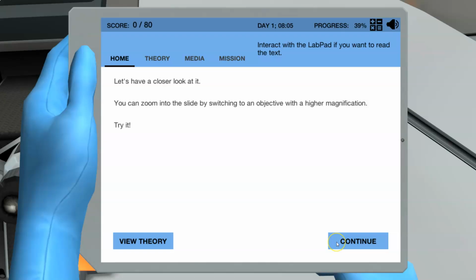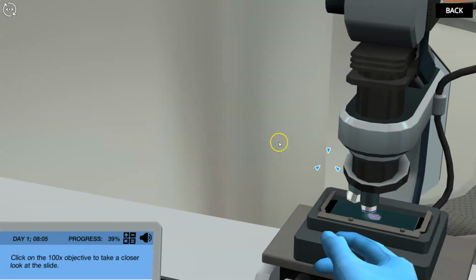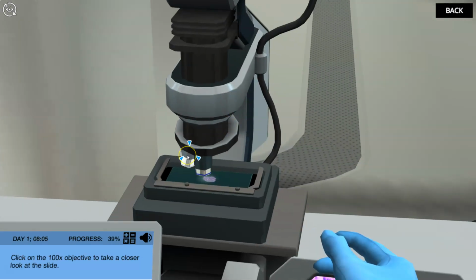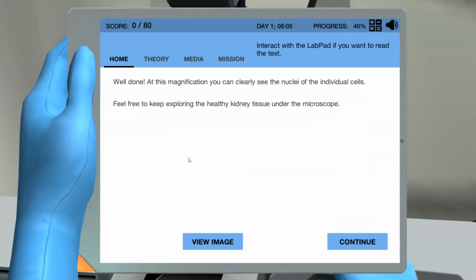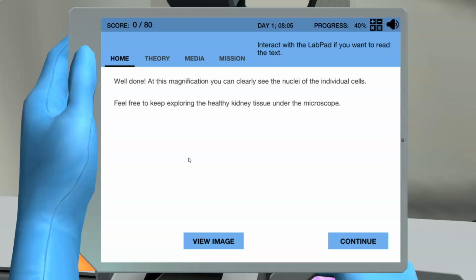Let's have a closer look at it. You can zoom into the slide by switching to an objective with a higher magnification. Try it. Click on the 100 times objective to take a closer look at the slide. Well done. At this magnification you can clearly see the nuclei of the individual cells. Feel free to keep exploring the healthy kidney tissue under the microscope.